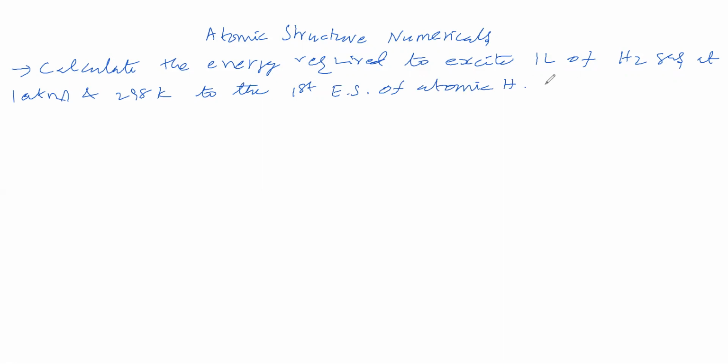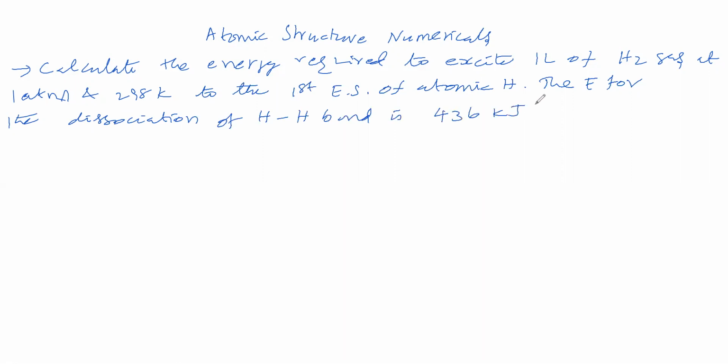The energy for the dissociation of hydrogen is 436 kilojoule per mole. Okay. Now we will go for the solution.